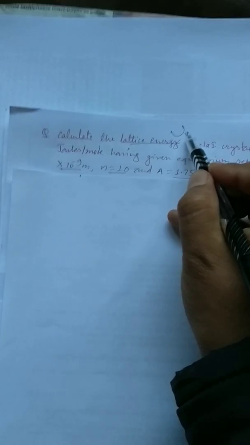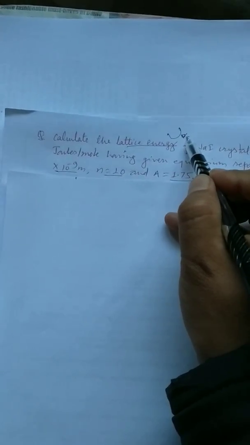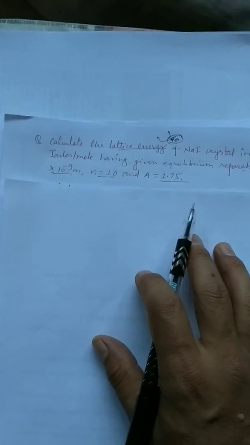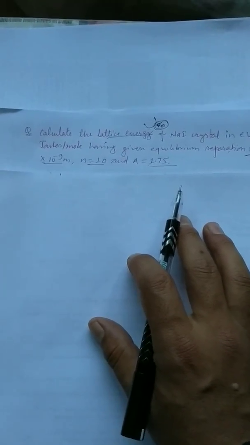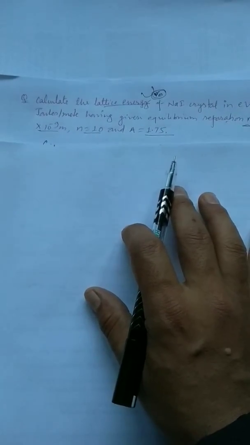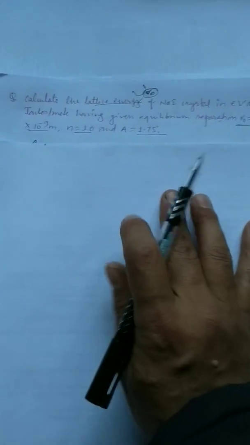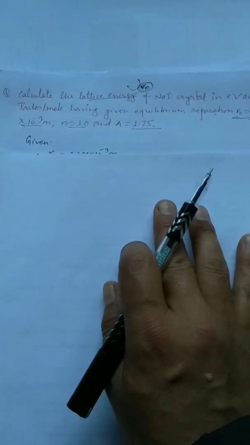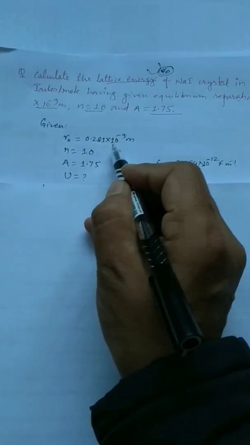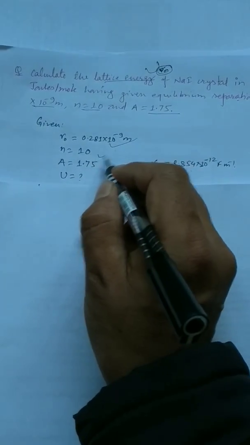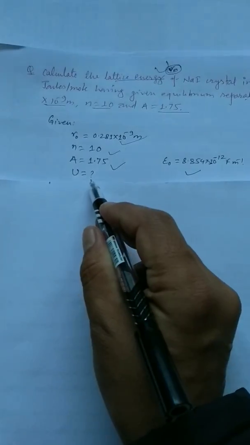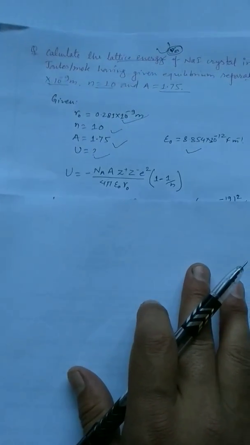Lattice energy means we have to calculate U naught or U at R naught, that is at equilibrium distance, and its value can be calculated. To know this value, we also have to know value of compressibility factor, not compressibility factor, permittivity of the system, and charge of the electron, that is, we know that this is given, and value of n is also given, value of A is also given, and we know this permittivity of the system, and we have to calculate this lattice energy. Now we can use this equation.